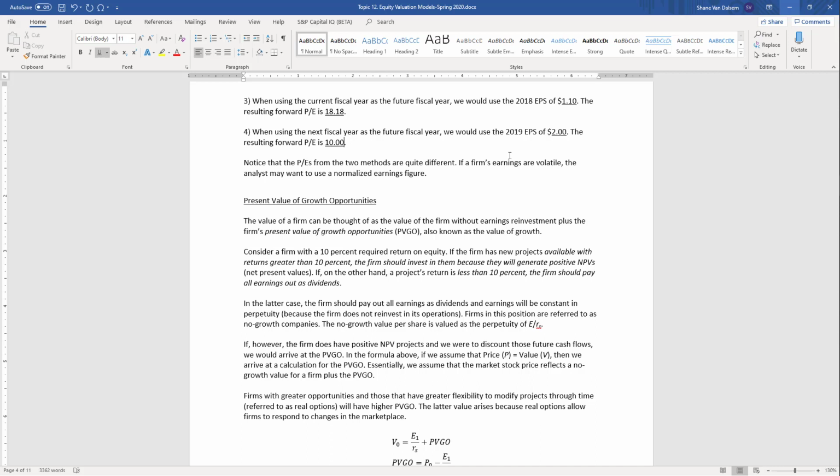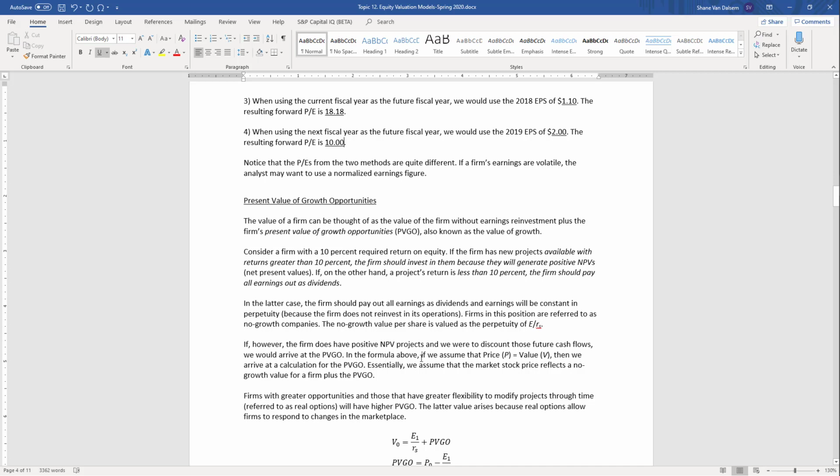That is the case I'm describing here with the no growth value per share. It's calculated as the earnings, because remember, the firm's not reinvesting their earnings, they're paying everything out, so earnings aren't expected to grow. That's why there's no subscript there on the E, divided by r_s, the required rate of return on equity. If, however, the firm does have positive NPV projects and we were to discount those future cash flows, we would arrive at the present value of growth opportunities.